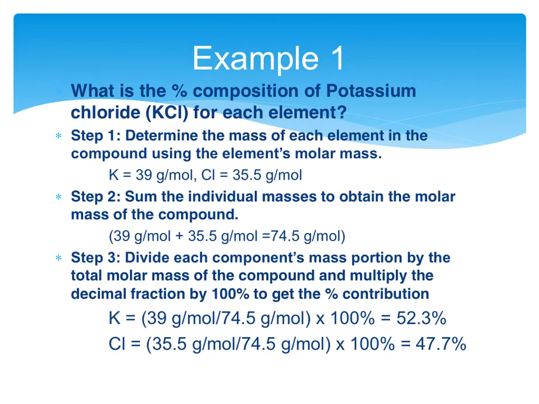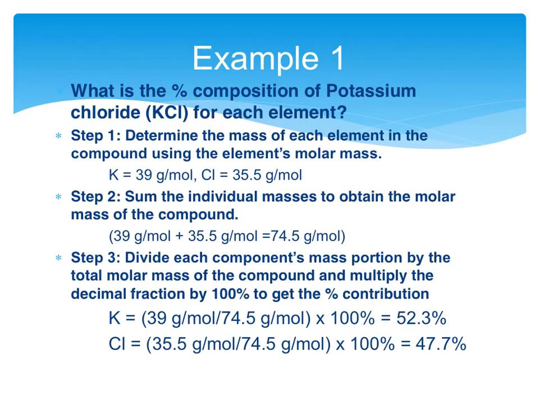What is the percent composition of potassium chloride for each element? Again, there are 3 steps we need to do. Determine the mass of each element in the compound using the element's molar mass. We use our periodic table to look those up, and I've looked them up already: potassium is 39 grams per mole, and chlorine is 35.5 grams per mole.